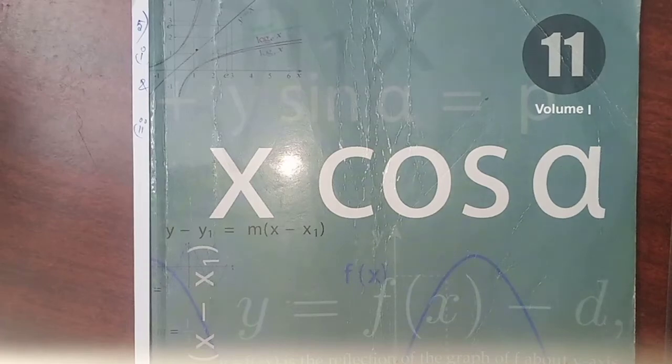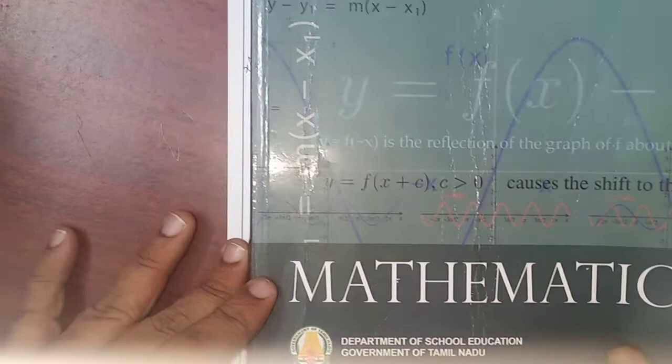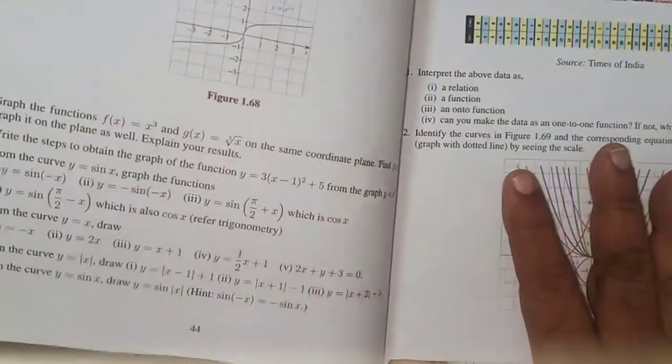Students, this is Sivakumar, 11th Standard Mathematics, Chapter number 1, continuation of exercise 1.4. Now problem number 5.